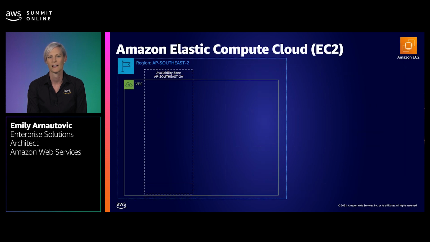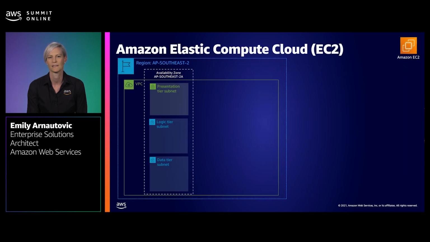So first, we'll mark out the 3 tiers using VPC subnets. We'll use these to separate and control communication between the tiers. We've got 3 subnets representing the presentation, logic, and data tiers. In each tier, we'll place EC2 instances.